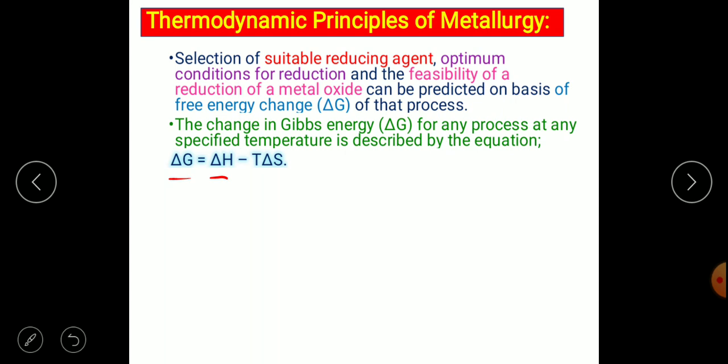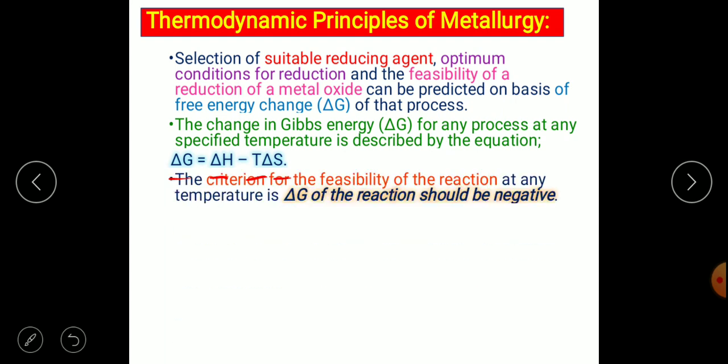And T is temperature, whereas delta S is the change in entropy, that is the degree of randomness. You can call it a measure of disorderness. A measure of a system's thermal energy per unit temperature gives us entropy, which is unavailable for doing useful work. The criterion for the feasibility of the reaction at any temperature is that delta G of the reaction should be negative.